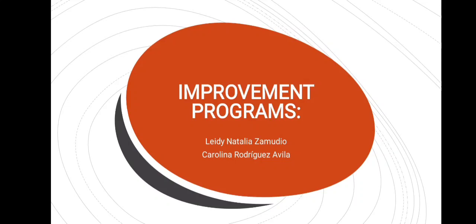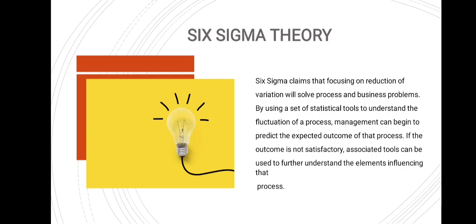Improvement programs. Six Sigma theory. Six Sigma claims that focus on the reduction of variation will solve process and quality problems by using statistical tools to understand the function of a process, in order to predict the outcome of the product. If the outcome is not satisfactory, statistical tools can be used to further understand the elements that influence the process.